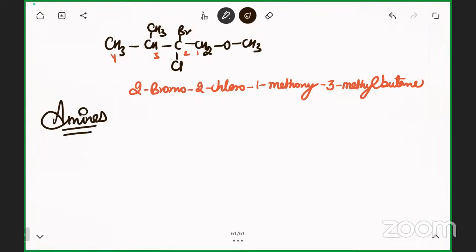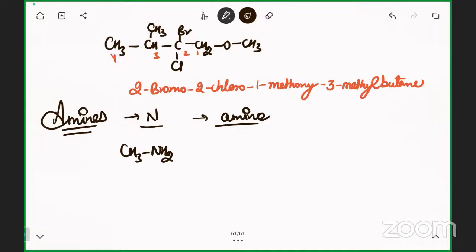Let's start with the amines. Okay, so again, these are easy. 1 degree, 2 degree, 3 degree, same rule. You have to add N also here with each substituent, and at the end, like we were doing in amides, here we will add amine. That's it, nothing special.